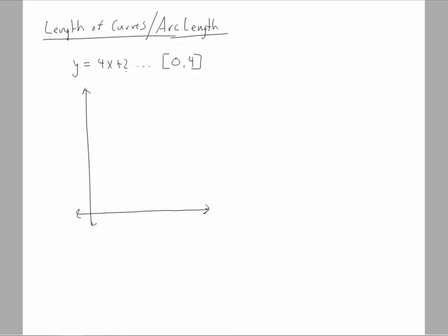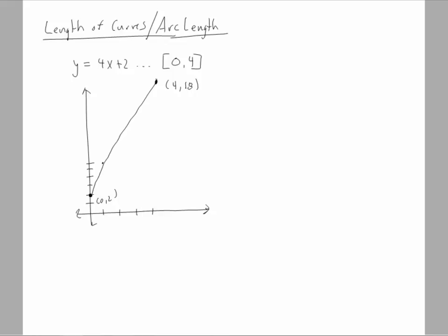So this is a line with y-intercept of 2 and a slope of 4. And then of course we're going to go from 0 to 4. So our other point on the curve would be 4 times 4 is 16, plus 2 is right here at 18. So this is the ordered pair (4, 18), and then at 0, of course, we're right here at (0, 2). So I'm trying to find the distance between these 2 points going through here.